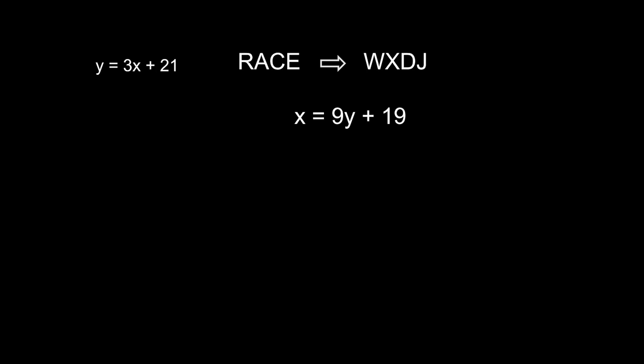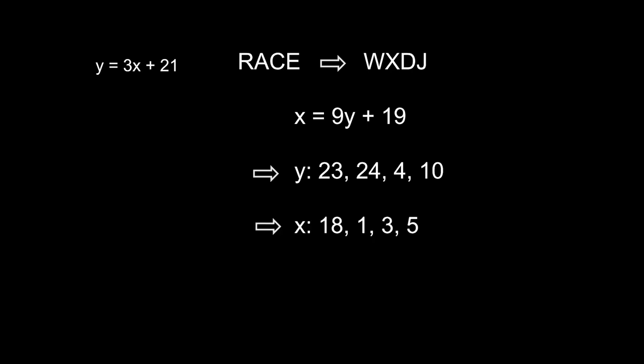So if you receive a message in code, for example, I used RACE earlier, which was WXDJ, or according to our correspondence with the numbers, this would be 23, 24, 4, and 10. If you take these four numbers and plug them in as Y values, if your algebra is correct, you should retrieve 18, 1, 3, and 5. And the corresponding letters would be R, A, C, and E. So you get back correctly the message RACE.